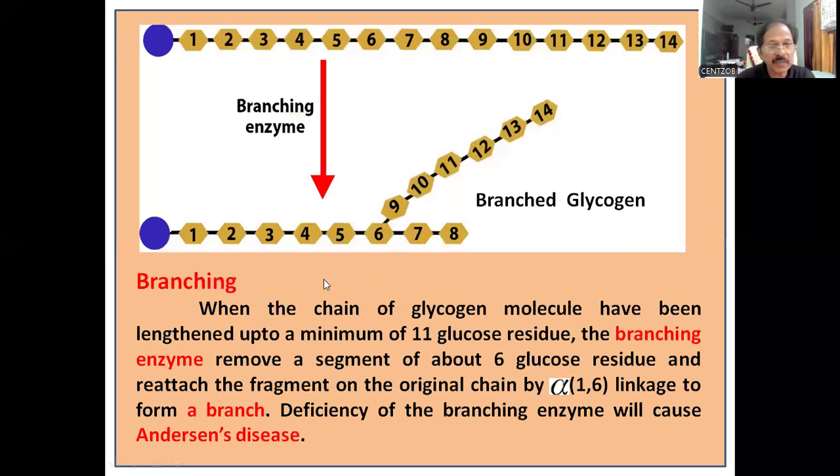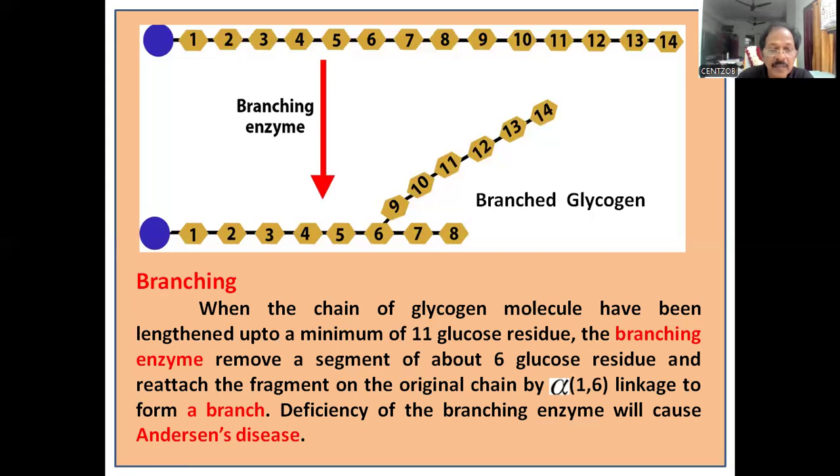Branching occurs with the help of the branching enzyme. When the chain of the glycogen molecule has been lengthened up to a minimum of 11 glucose residues, or it may be up to 12 or 13, or here it is up to 14, the branching enzyme removes a segment of about 6 glucose residues, and reattaches this fragment on the original chain.